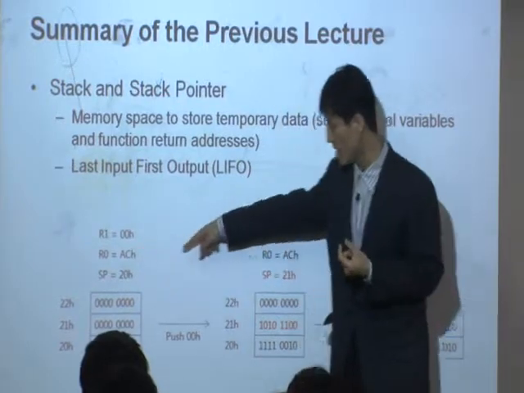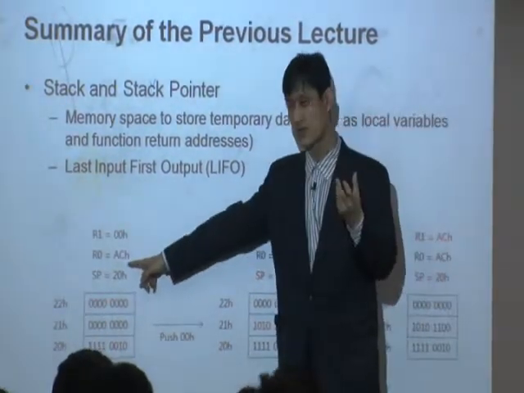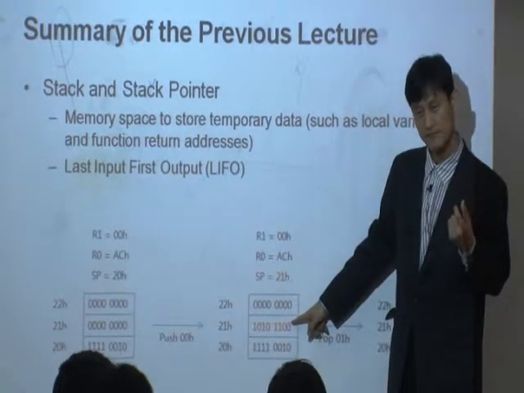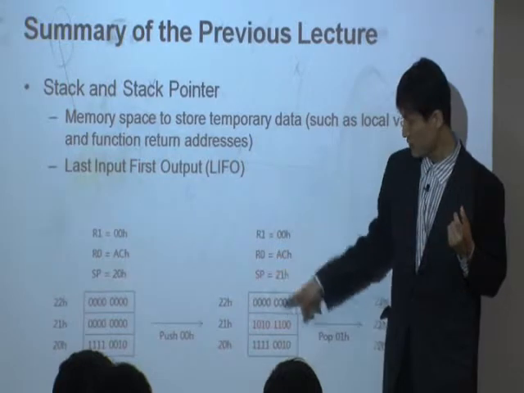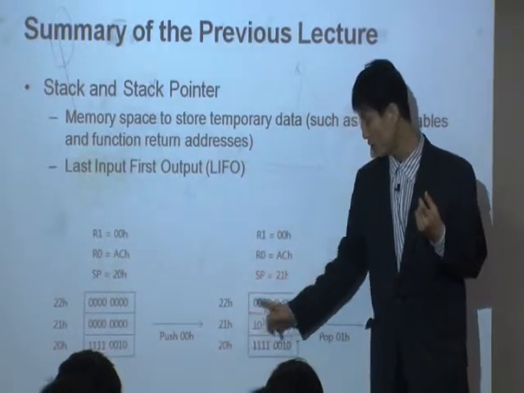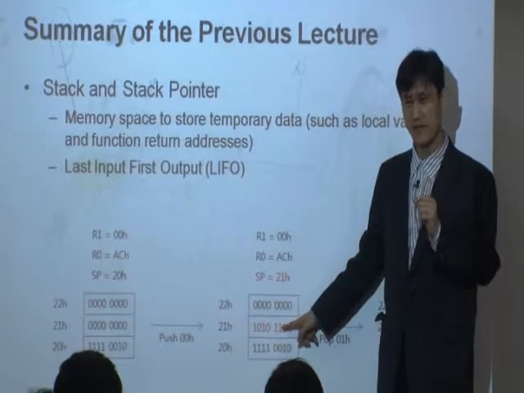So this AC now, which is book 2 in our example, book 2 goes into here. Okay? And since that goes into here, now my stack pointer is incremented to 21. So this is now the bottom of my stack. Okay?